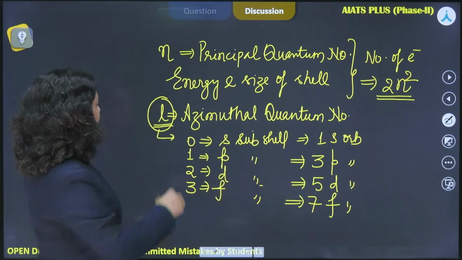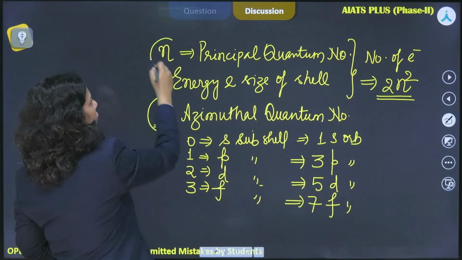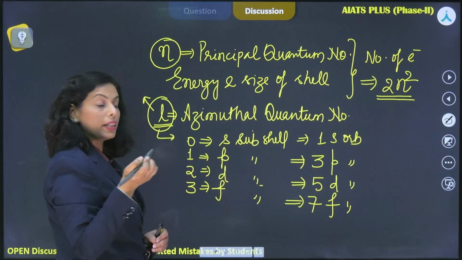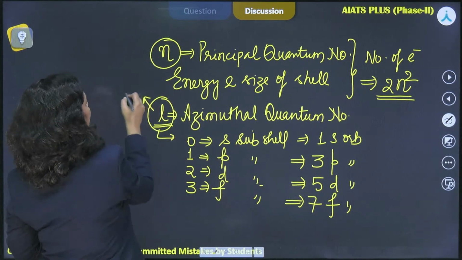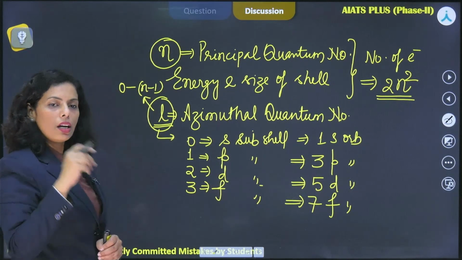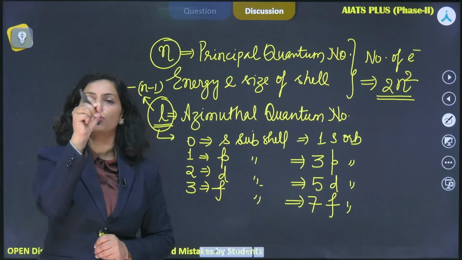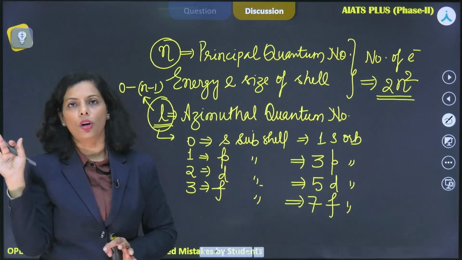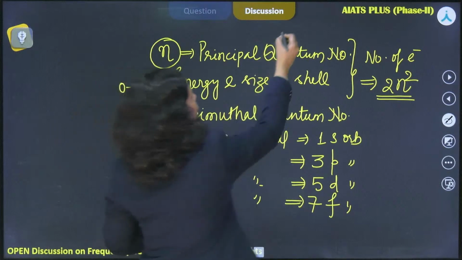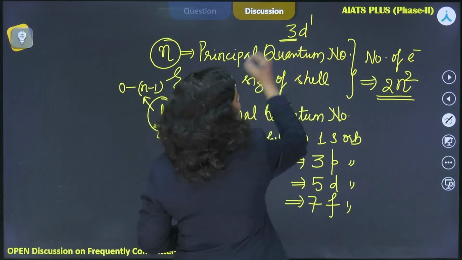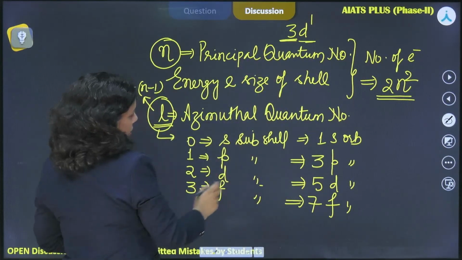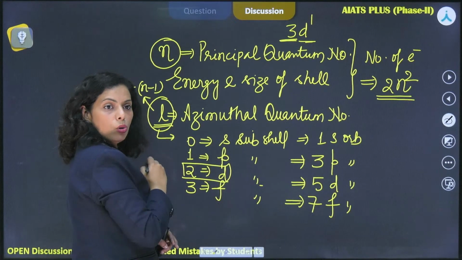Done. Now the next thing, if you know the value of n, what are the possible values of L? That can also be calculated. For a given value of n, the L value would be 0 to n minus 1, right? An electron in an orbital can be given. Suppose you are given a 3d1 electron, and they can ask you all 4 quantum numbers. For the 3d1, 3 is the n value. What is the L value here? I mean, the d orbital is given. What would be the L value? See, 2 is the L value, right?